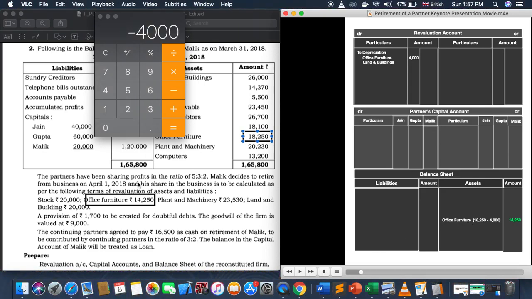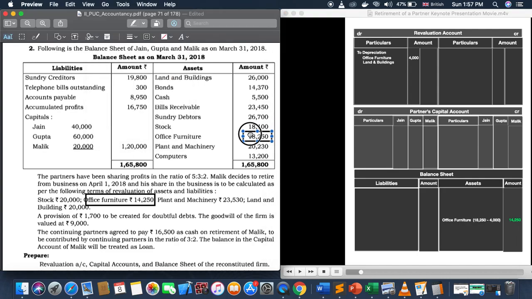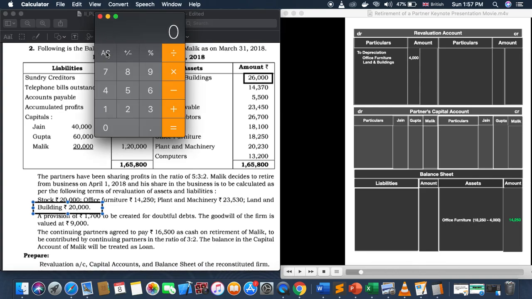Similarly, do the same thing for land and building. So the land and building value has also depreciated. So it was 26,000, now it is 20,000. So we'll take 20,000 minus 26,000, which was the old value. That is 6,000 rupees, which we will depreciate. And the same thing will reflect over here. Land and building, 26,000 minus 6,000, which is 20,000. Write it in the outer column. And then you total this up, and the 10,000, write it in the outer column.